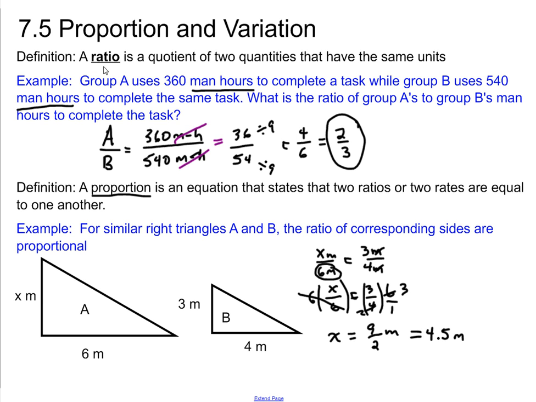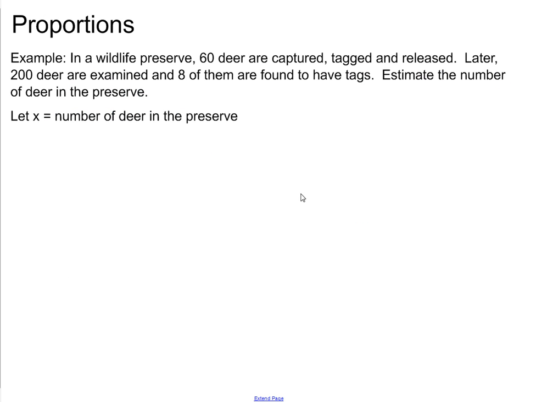So a ratio is simply a quotient of two quantities, while a proportion is an equation that looks at two ratios or two rates that are equal to one another. Here's a good example. Let's talk about proportions in solving a problem like this. In a wildlife preserve, 60 deer are captured, tagged, and released. Later, 200 deer are examined, and we find 8 of them have tags. So let's estimate the number of deer in the preserve.